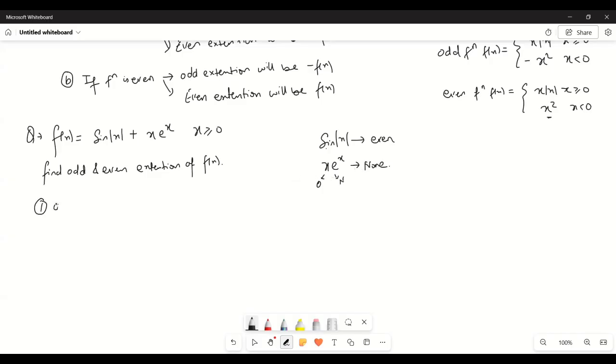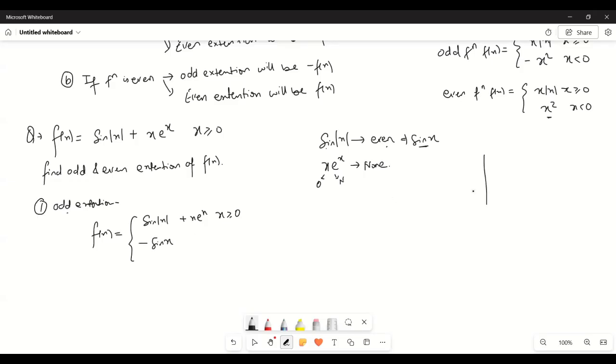So first part of it, let's suppose we talk about the odd extension. So f x is equal to sin mod x plus x e power x for x greater than or equal to 0. Since sin mod x is an even function and we want its odd extension, what will happen to the odd extension of an even function? It will become negative. For x less than 0, f x: mod x is positive, so it will behave as sin x. So here it will become minus sin x.